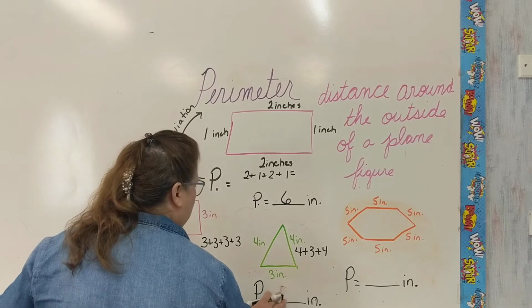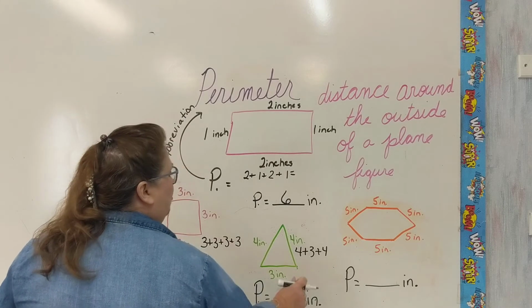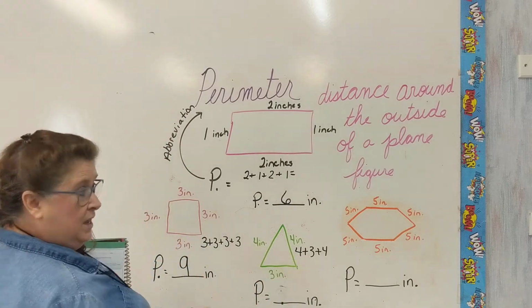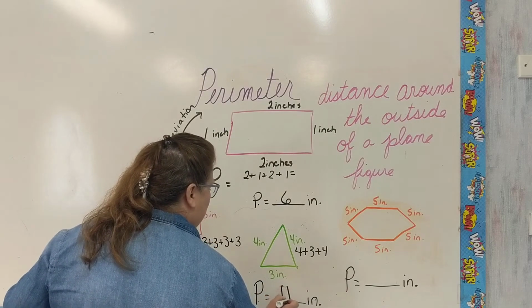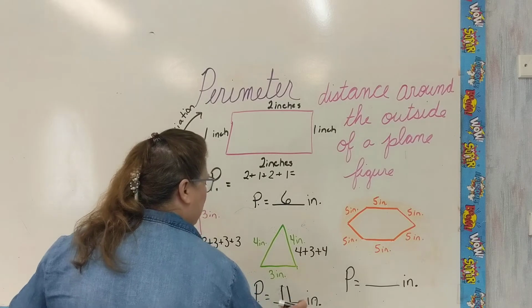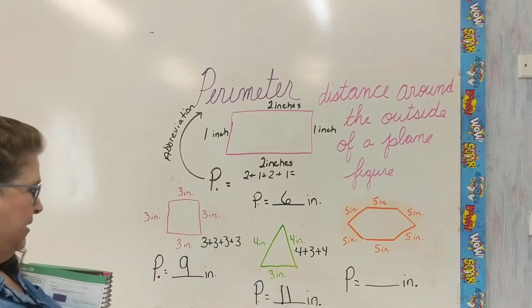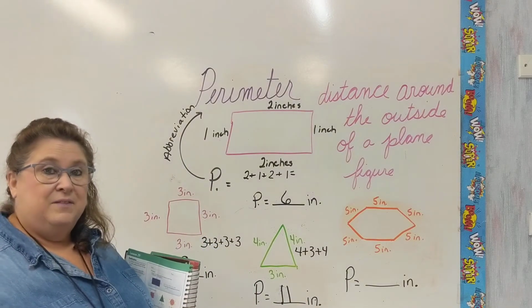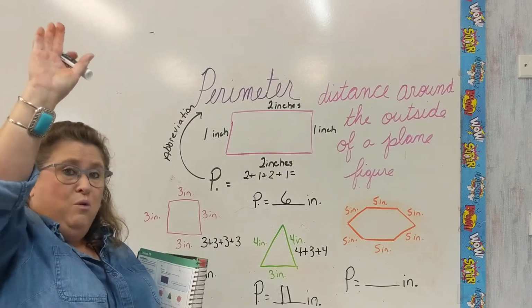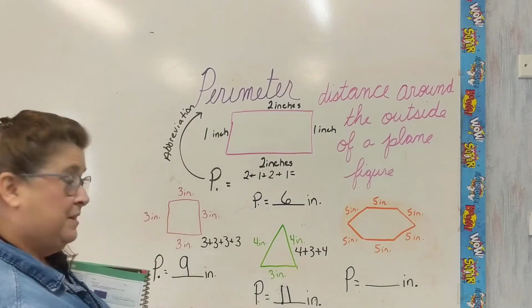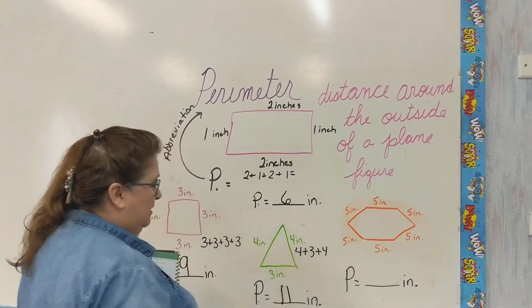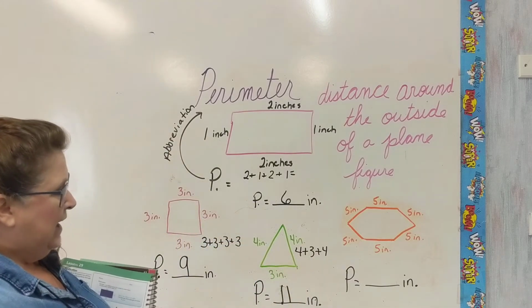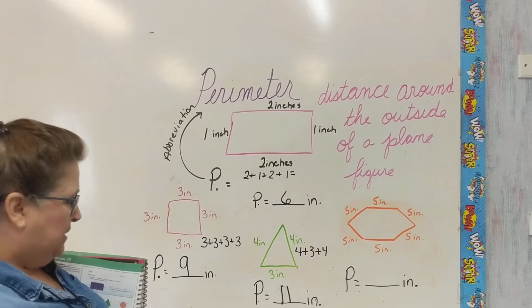I did not say that right, guys. Please forgive my adding there. 4 plus 3 is 7, plus 4 is 11. So our perimeter is 11 inches. Very good. That's the time when somebody in the class would have been raising their hand. Oh, Miss McDermott. Because I definitely messed up, didn't I? 4 plus 3 is 7, plus 4 is 11.